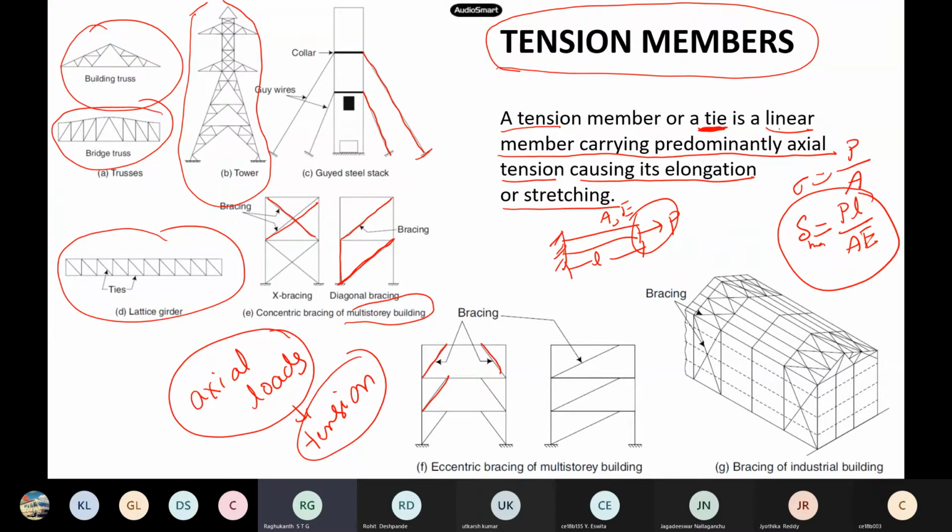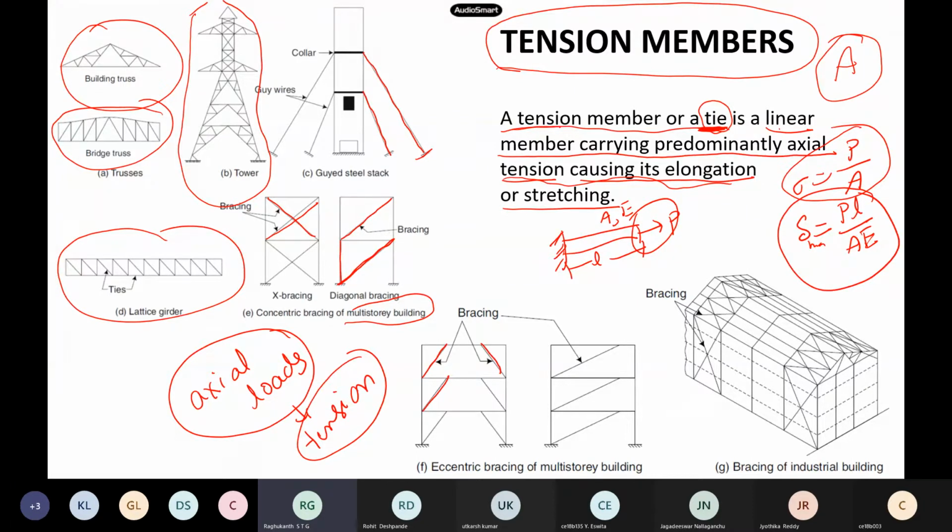So this is a definition. Sometimes we also call this a tie. A tension member or tie is essentially a linear member carrying axial tension causing its elongation or stretching, and all of you have studied this in mechanics. Tension members means only load will be there. So P by A, so area will be our design criterion. Section modulus and others are not important, because section modulus comes when there is bending.